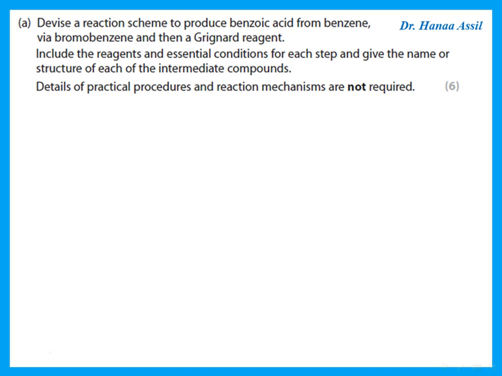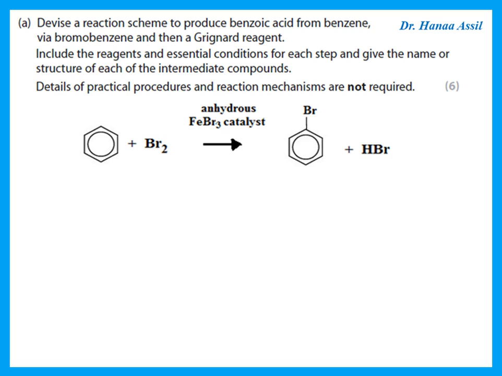Now, where's the question? Devise a reaction scheme to produce benzoic acid from benzene. So we want to start with benzene and we want to end with benzoic acid. And he is specifying that I should go through bromobenzene and then Grignard reagent. Include the reagents, essential conditions, and give the name or structure of each of the intermediate compounds. Details of mechanisms are not required. So we want to start with benzene. We need to go through bromobenzene. So that means I need to put a bromine on my benzene.